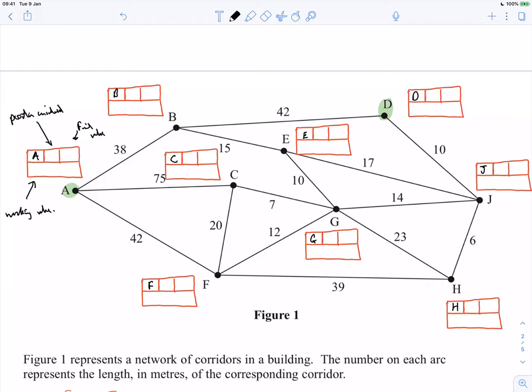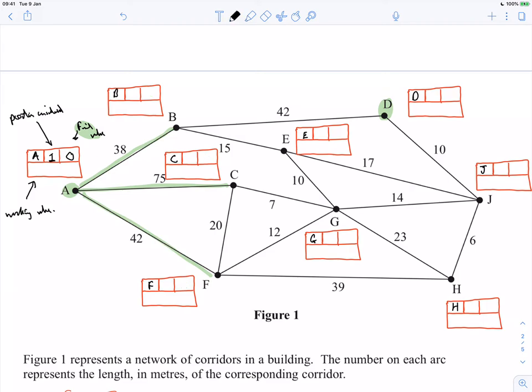So since we're starting at A, this is the first position considered. So we'll put a 1 there, and its final working value is 0, because we've not travelled anywhere from A to get to A. Now what I need to do is consider all the connections from A to every other point that does not have a final value. So B, C and F do not have any final values in here. So they're the ones I need to consider.